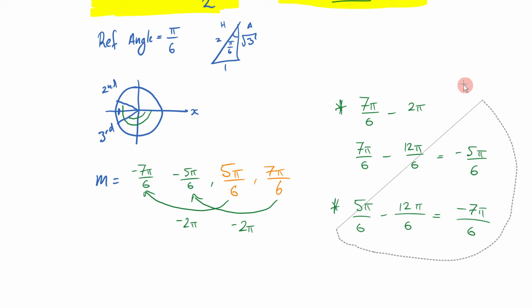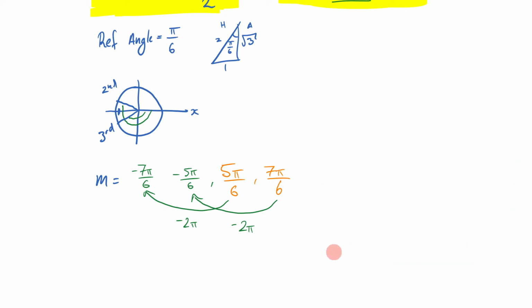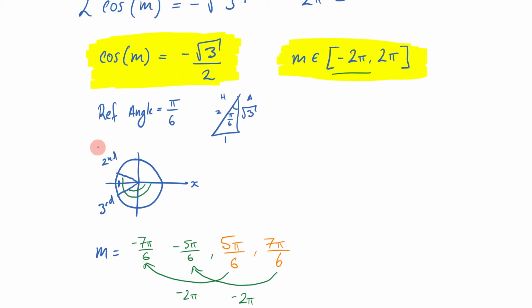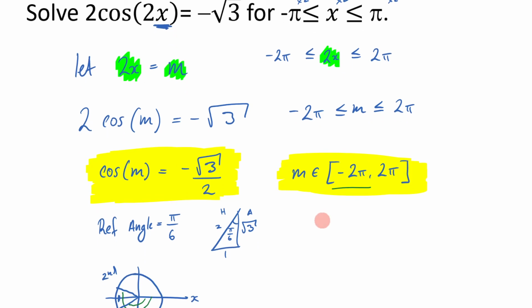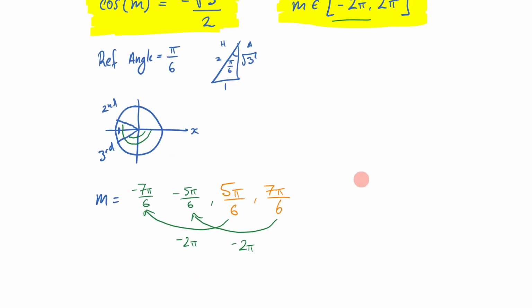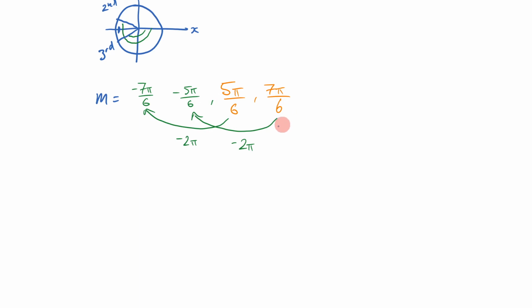But let's keep our working nice and neat. Let's get rid of that. Am I done yet? No, I am not. This is where you've got to remember that if they've given us a question in terms of x, our answer must be in terms of x. But I know that 2x is equal to m. So I'm in a good position here, because if m is equal to this, that means 2x is equal to negative 7 pi on 6, negative 5 pi on 6, 5 pi on 6, 7 pi on 6.